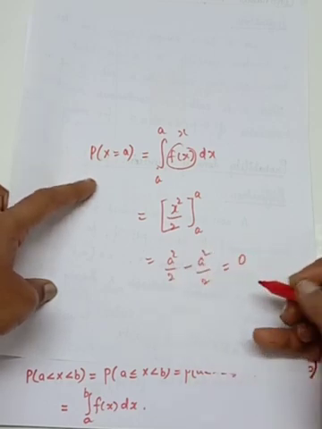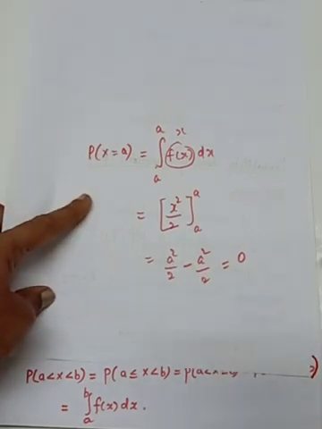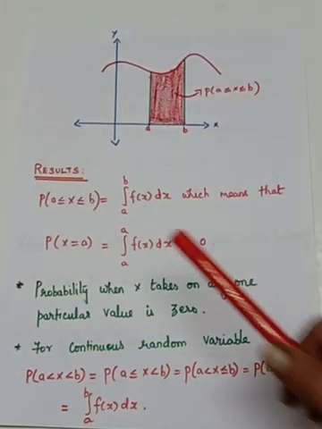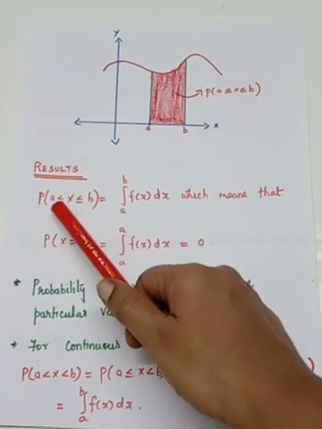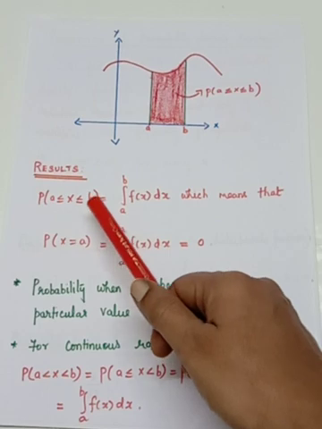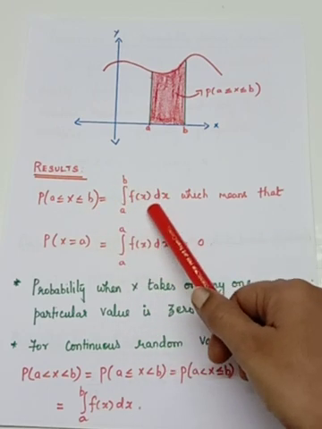It is 0. So for the continuous random variable, we use the formula to find the probability that X varies from a to b, that is equal to the integral from a to b of f of x dx. We are using integration.